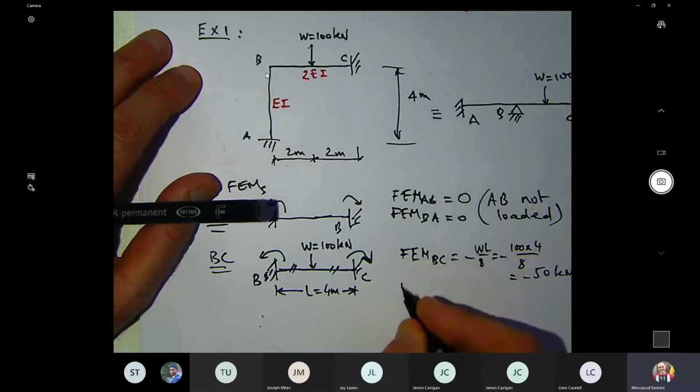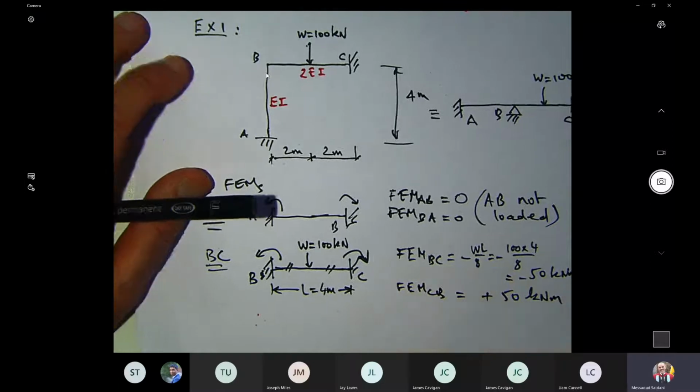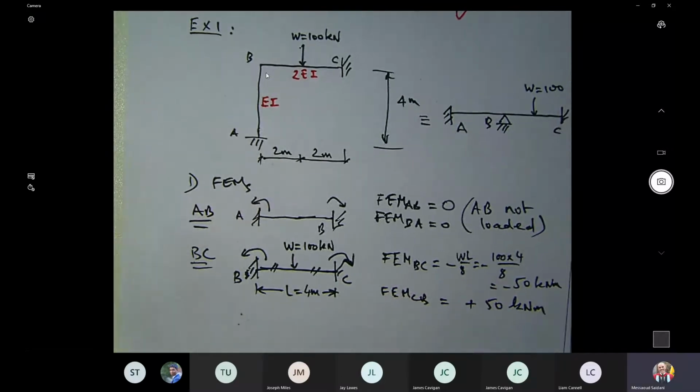Kilonewton meters. And the same for CB, sorry, except that it's with the plus sign. So we have plus 50. Yeah, so that's easy, first step.